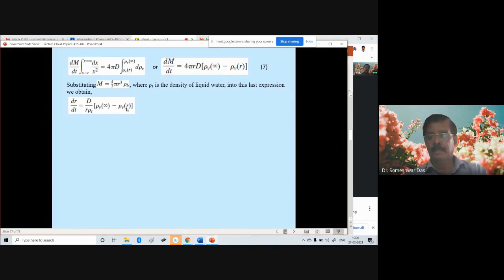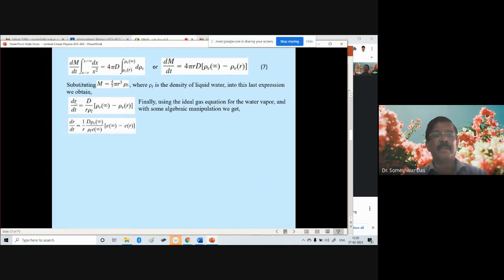Okay, and finally, using the ideal gas equation for the water vapor and with some algebraic manipulation, we can get dr by dt, the rate of change of cloud water droplet radius with time, equal to 1 by r, D times rho v at infinity divided by rho l, times e infinity minus er, where e infinity is the vapor pressure at a large distance. So this is the expression which gives us the rate of change of water droplet radius with time.